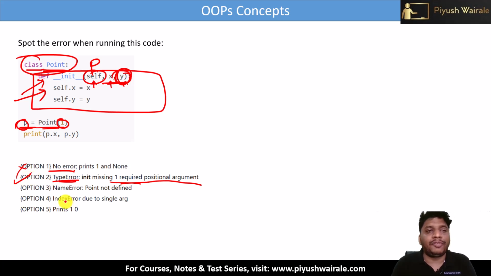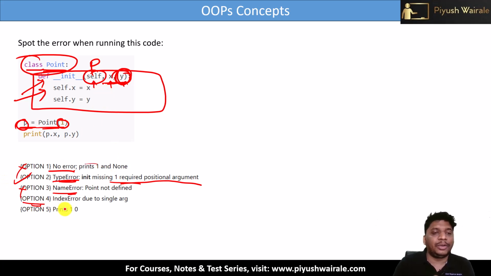Name error, Point not defined? No. A name error will occur, for example, if we say C equals A plus B, but we are printing D, where D is not defined. In that case, a name error can occur, right? Like that. For a type error, let's say we have an integer as an input in the function, but we are giving a string as an input. That is basically a type error. So option 3 is not correct. Option 2 is correct here because one argument is missing.